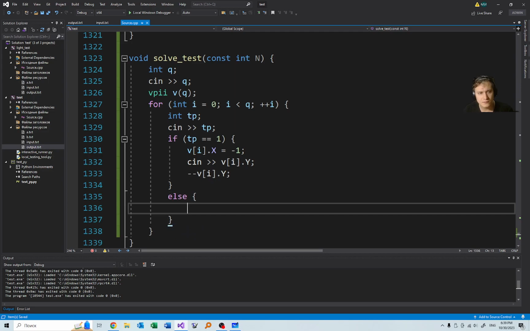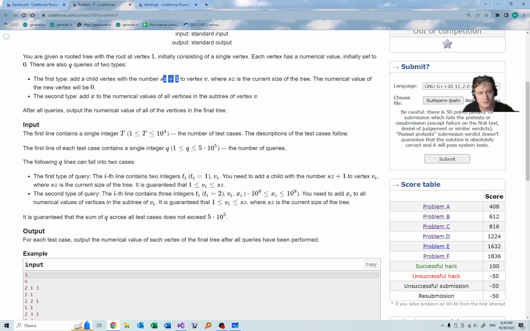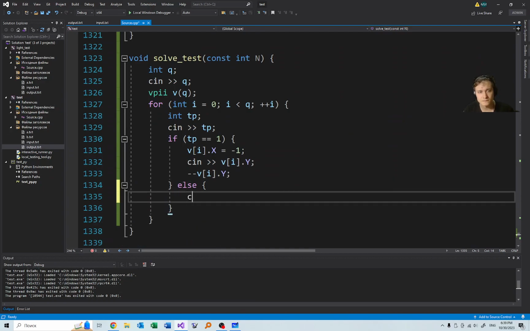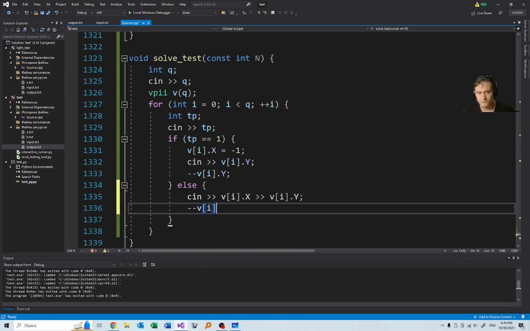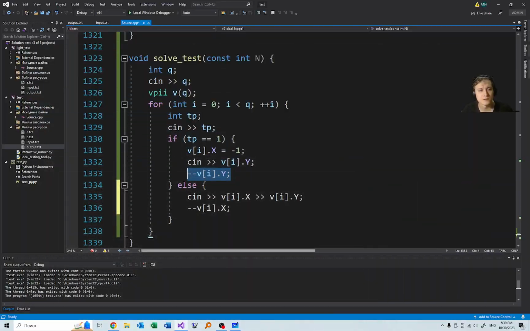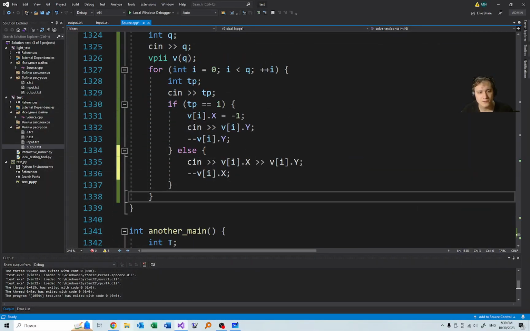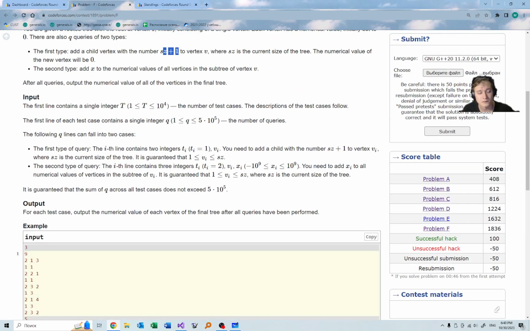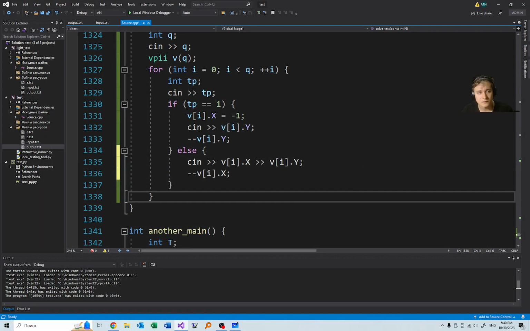Otherwise, I would like to just read vindex. I both times subtract 1 because I want 0 indexation. Okay, then I need to print the answer.